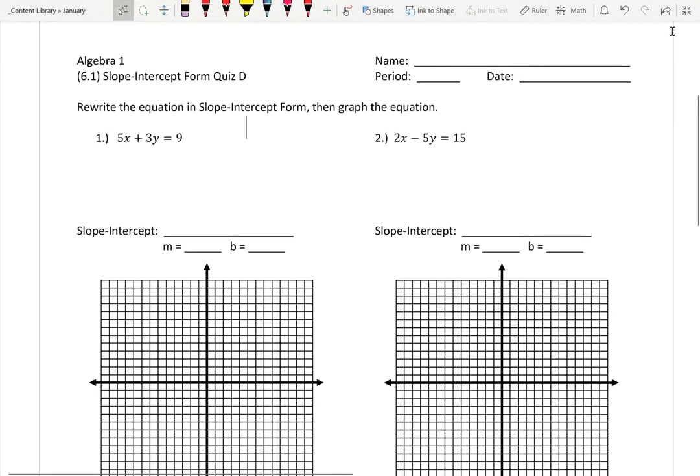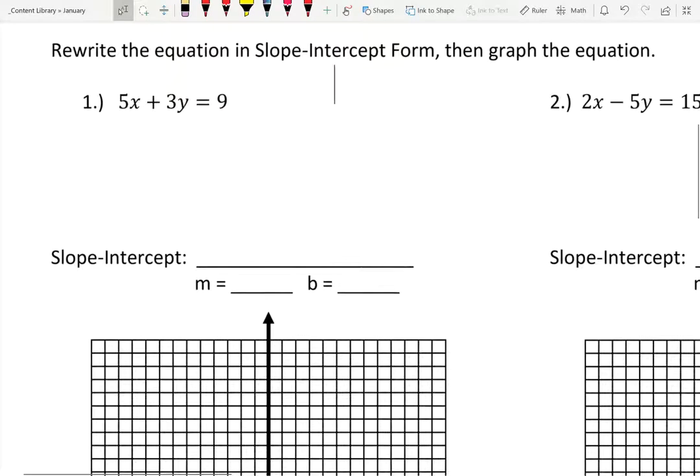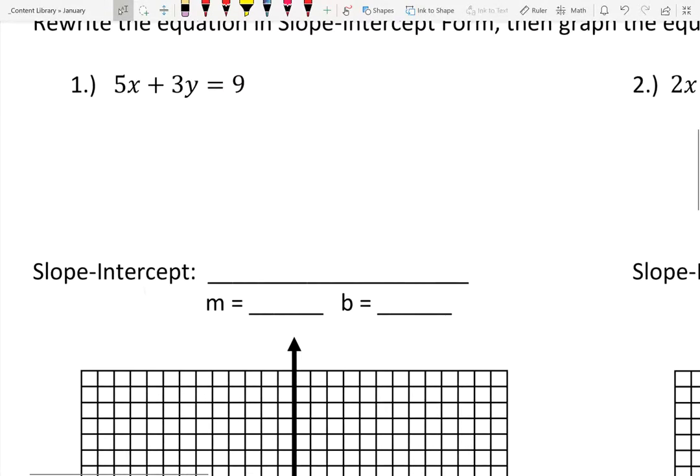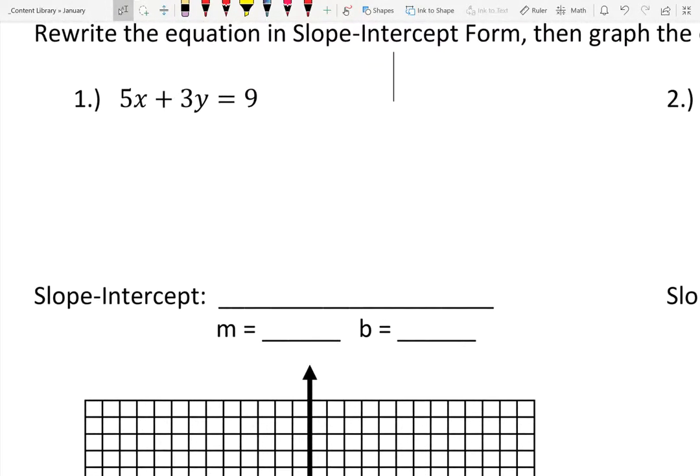Okay, getting ready for the quiz on slope-intercept form. Number 1 and 2 are very similar, so let's go through them both, and then we'll get into the 3 problems at the bottom. All right, now number 1 and number 2, you have to rearrange the equation from what's currently standard form into slope-intercept form.